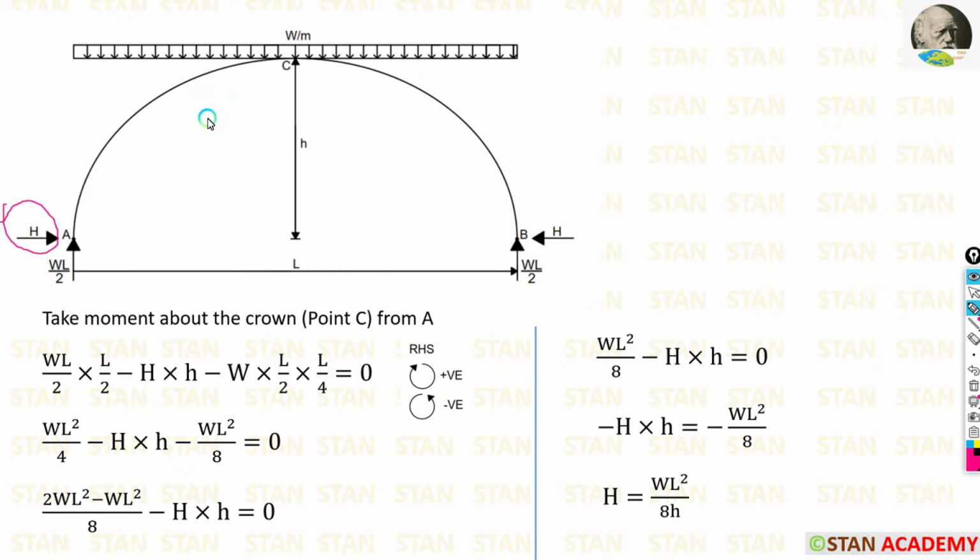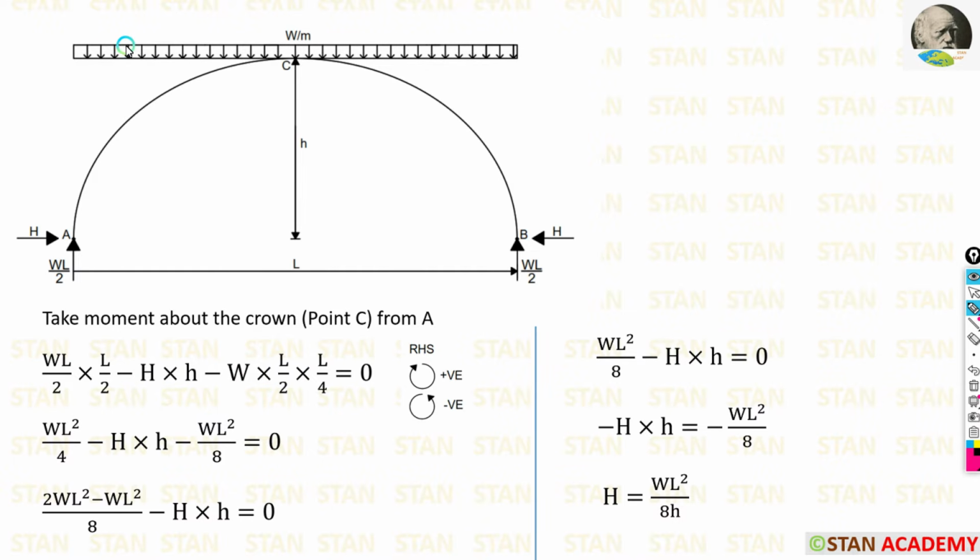For that I am going to take moment about the crown, which is at the point C. I'm going to take the moment about the crown from the point A. In this case, I am moving right hand side. The right hand side clockwise positive, anti-clockwise negative. The vertical reaction VA, wL by 2, is acting towards the point C in the clockwise direction, so positive. The distance is L by 2, so wL by 2 into L by 2. The horizontal thrust, the capital H, is acting towards the point C in the anti-clockwise direction, so negative. And the distance is small h, the rise of the arch, so capital H into small h.